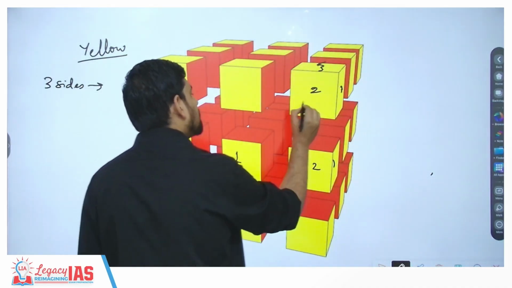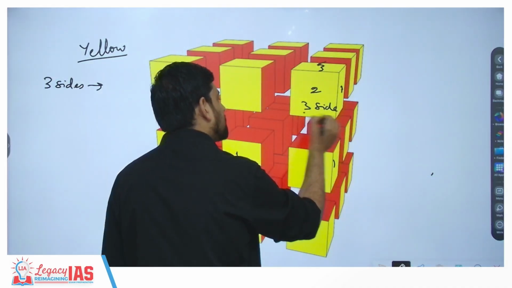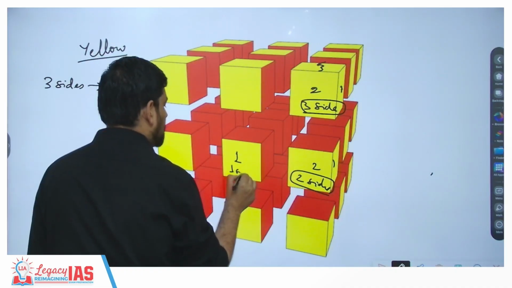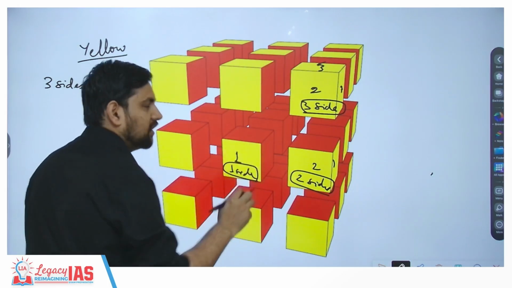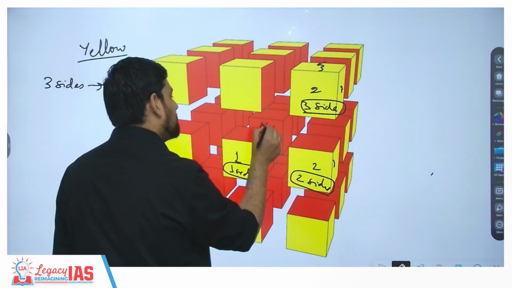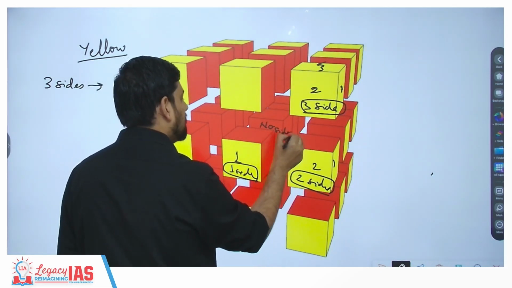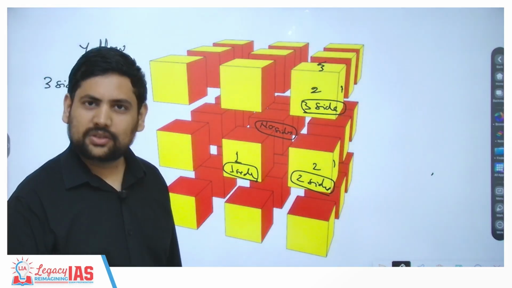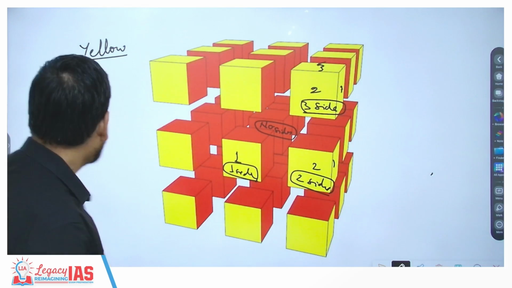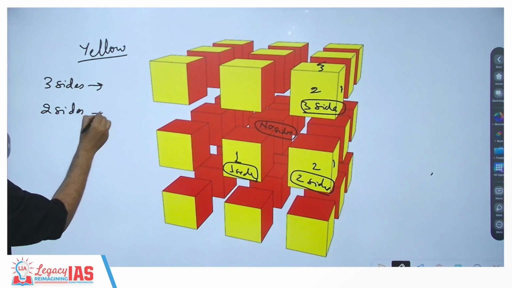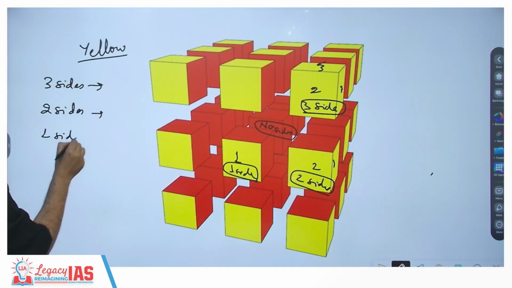So this was three sides colored yellow. Here you have two sides colored yellow. Here you have one side colored yellow, and you also have one more. Can you see the inside one? Correct. So it has no sides colored yellow. Are there any other type of cubes? No. So there are three sides colored cubes, then two sides colored cubes, then one side colored cubes, and last, no side colored cubes.